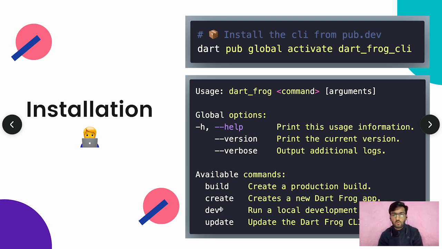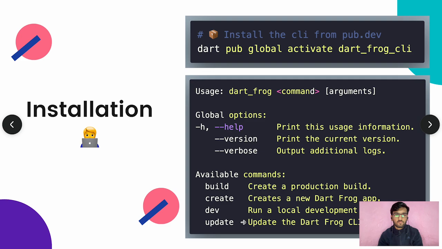Currently there are 4 commands available. One is build, to create a production build. Second is create, to create a new Dart Frog app. Third is dev, which is used to run the development server. And fourth is update. If there is any update on the CLI, we can update using this command.